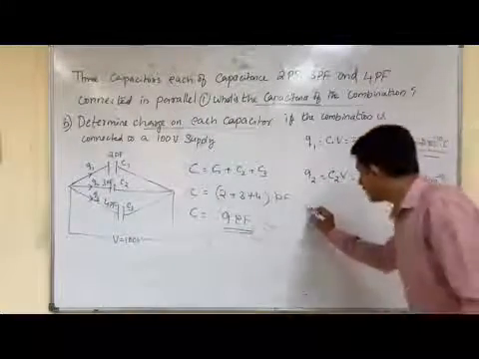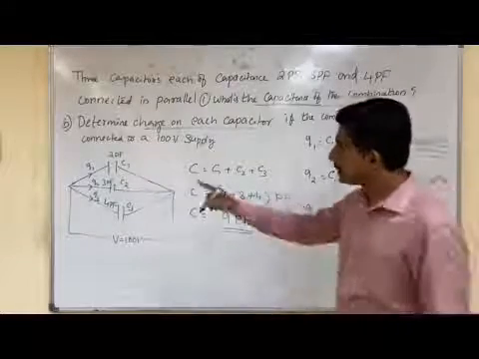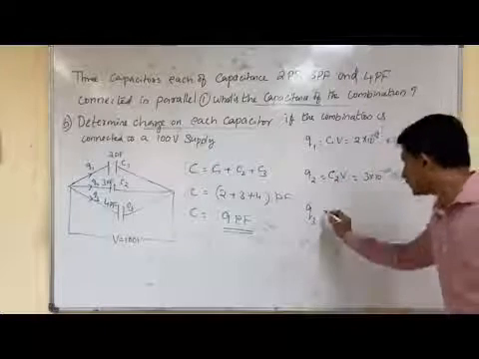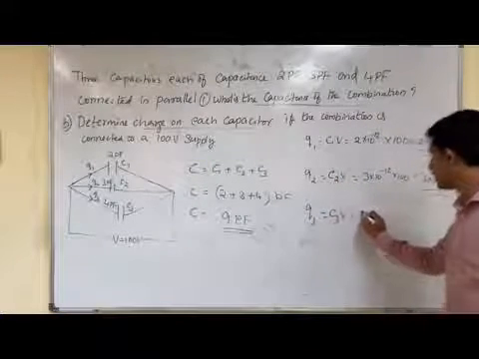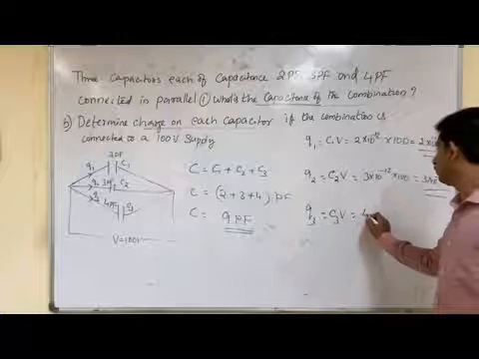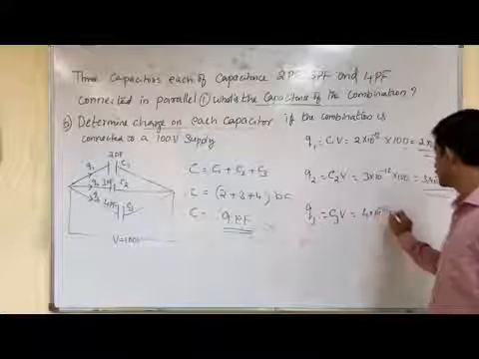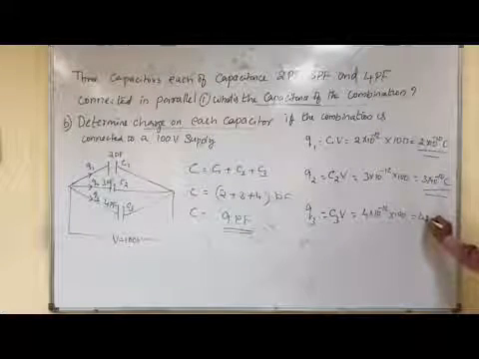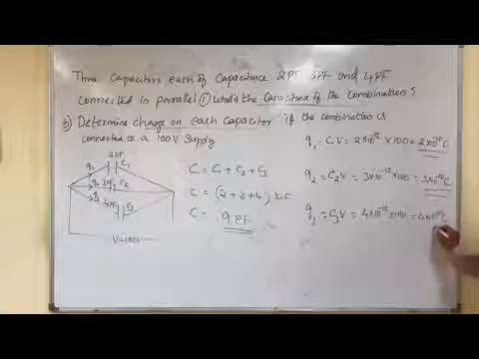Same way, we can calculate the value of Q3 also. What is the charge passing through the third capacitor? That means Q3 is equal to C3V. C3 is 4 picofarad. 4 into 10 raised to minus 12 into 100. That means our answer becomes 4 into 10 raised to minus 10 coulomb.